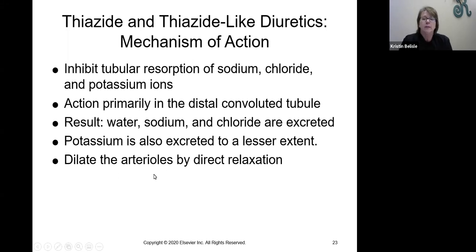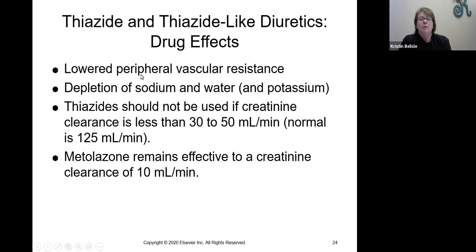It does help dilate the arterioles by direct relaxation. So that is a good thing about a thiazide, and that's what we like about it. So once again, we'll pull fluids, diurese the patient, and decrease blood pressure. We'll have a lower peripheral vascular resistance. It can deplete sodium and water and potassium still at this point. We need to think about that, always getting our baseline lab values, knowing what our potassium and sodium levels are.